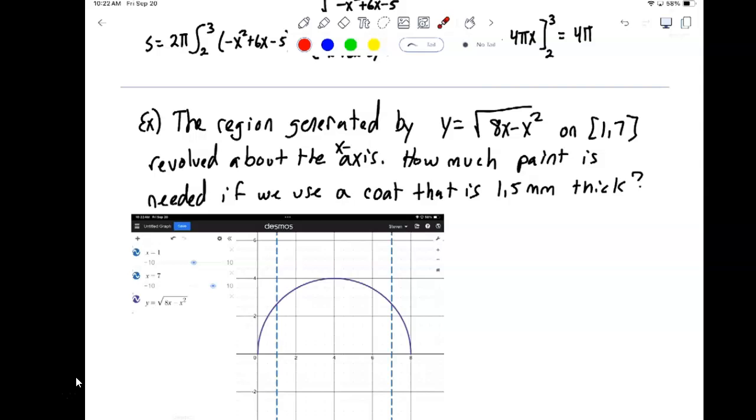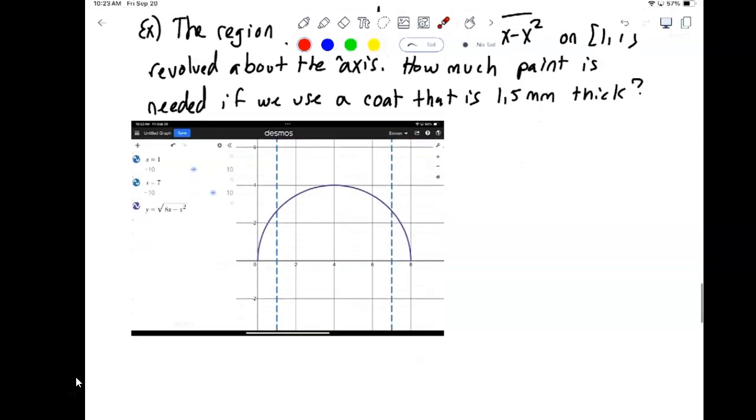So since we're told that the thickness of the paint is 1.5 millimeters, we're going to assume that all of these dimensions here are also in millimeters, just so everything makes sense unit-wise. Okay, so this is something that's actually very, very small. It only has dimensions from 1 to 7. You can see what it is, if you will.